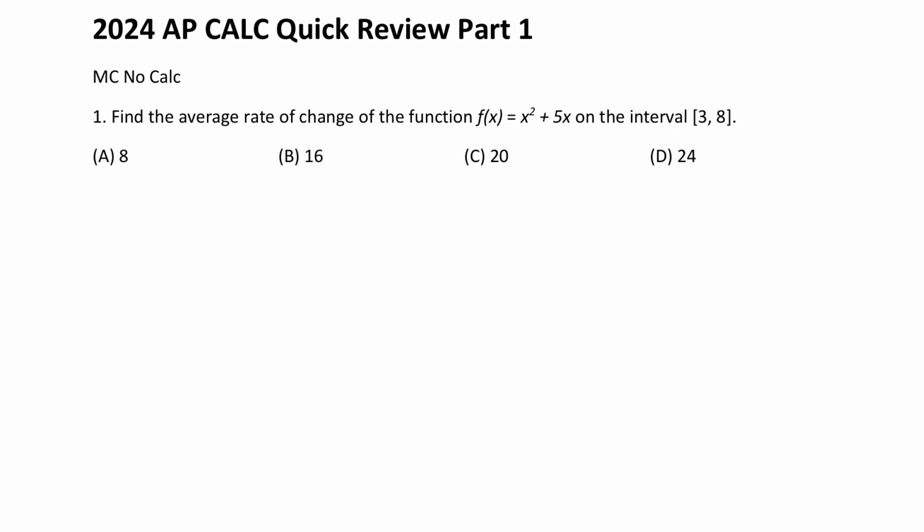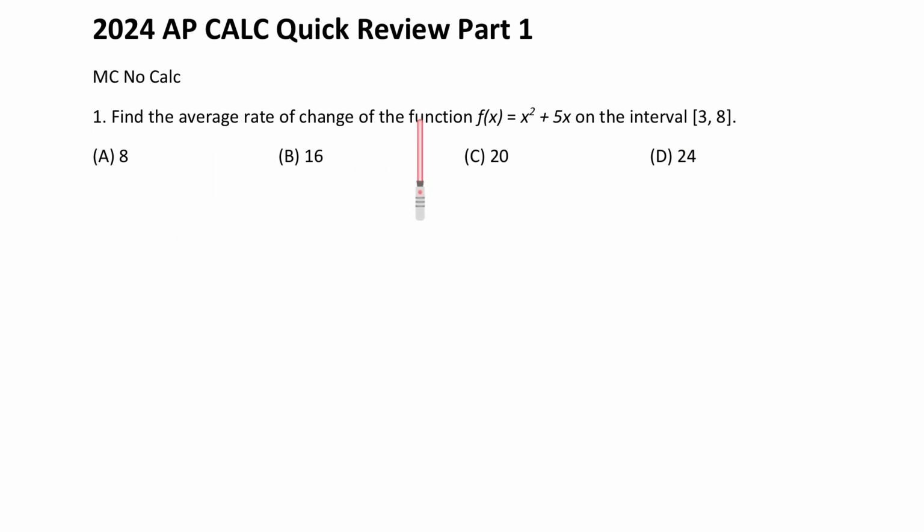We're going to do a couple quick review multiple choice questions for the AP test, concepts that we should be studying. So let's take a look at this first one. It says the average rate of change of the function f of x equals x squared plus 5x on the interval 3 to 8. So we need to find the average of that.